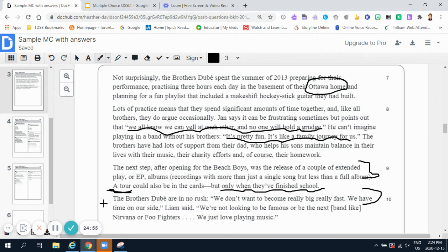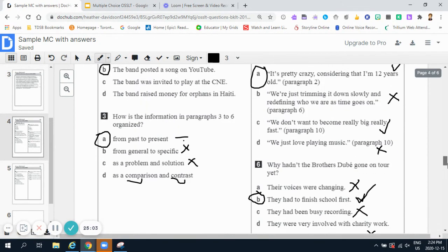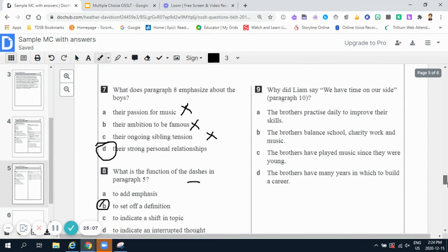So again, this is kind of an inference question because it's asking us to interpret what somebody said and what they meant by it. But if I'm going with my whole collection of ideas from some of the previous questions, there are some clues there about what's being emphasized. Really what we keep coming back to in this article is how young they are. So why does Liam say we have time on our side?